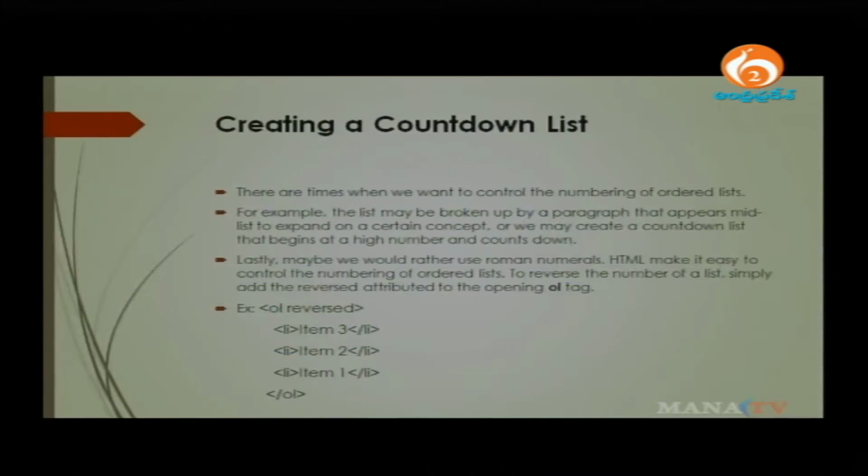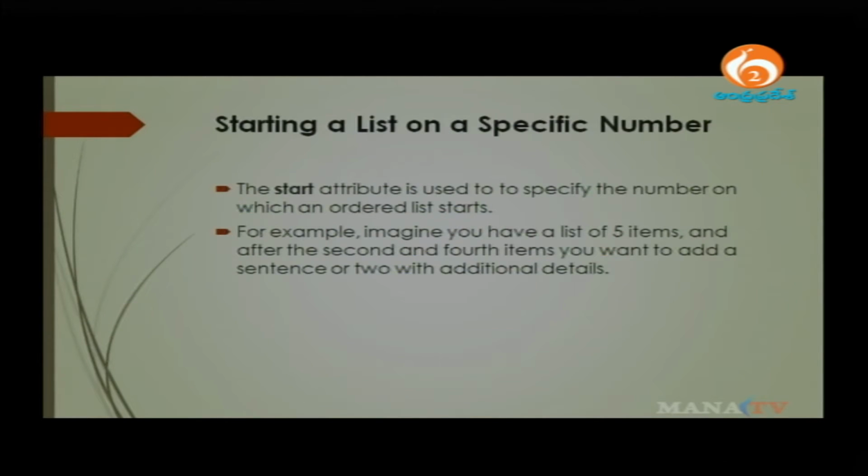It is not that the items we write will be shown in reverse order, it is not like that. Okay. And starting a list on a specific number. The start attribute is used to specify the number on which the order starts. For example, imagine if you have a list of 5 items, and after the second and fourth items you want to add a sentence or 2 with additional details.